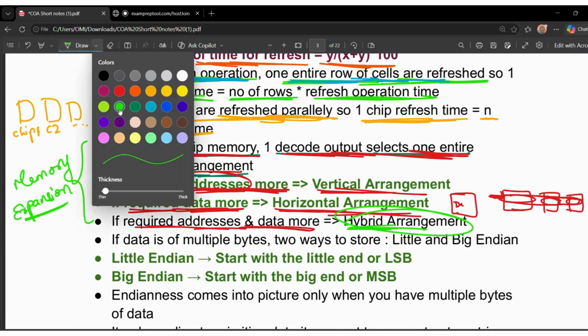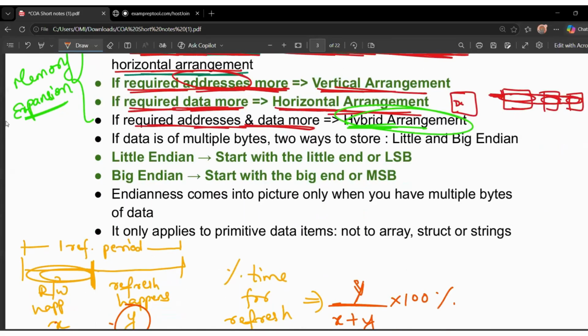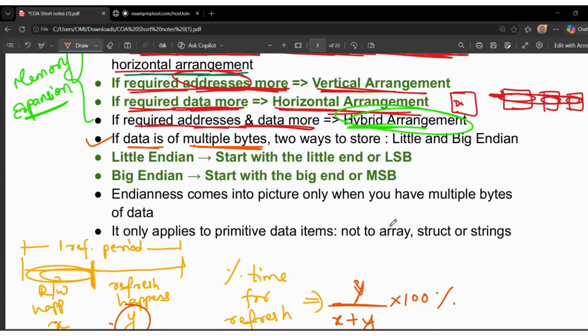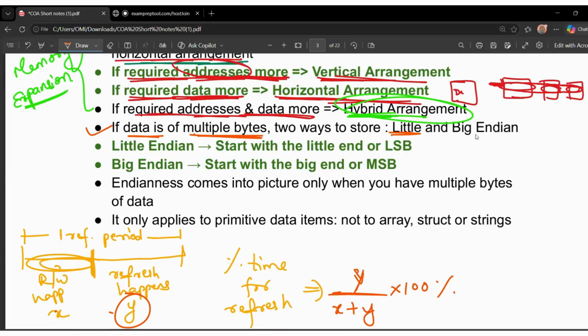Memory expansion, right? Now the next concept is little endian and big endian. First of all, when will this concept be applied? If our data is of multiple bytes, then only there are two ways to store it, little endian and big endian. So if your data is of multiple bytes, you have two ways, little endian and big endian.